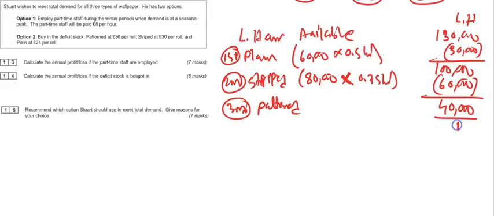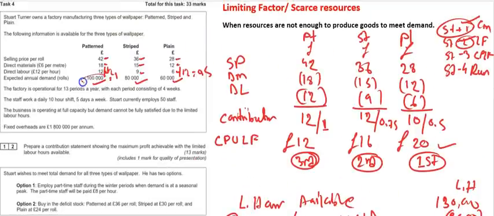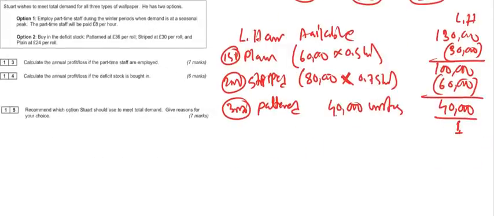Now, of these 40,000 labor hours, how much of the third one, patterned, can you produce? 40 divided by 1, because each patterned requires 1 labor hour. So you can produce 40,000 units. Although your demand, have a look over here, is 100,000, you cannot produce all of it. You can only produce 40,000 to maximize the profit. So this is your optimum production planning, 60, 80, 40.